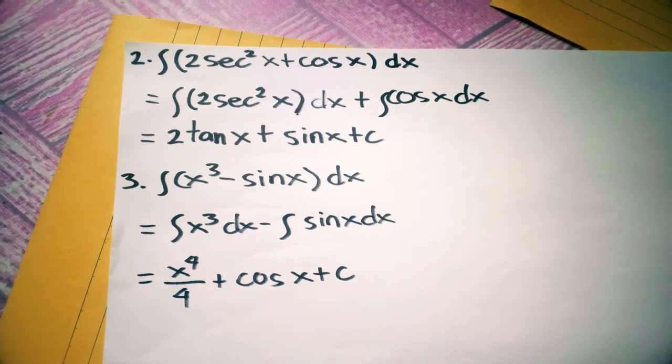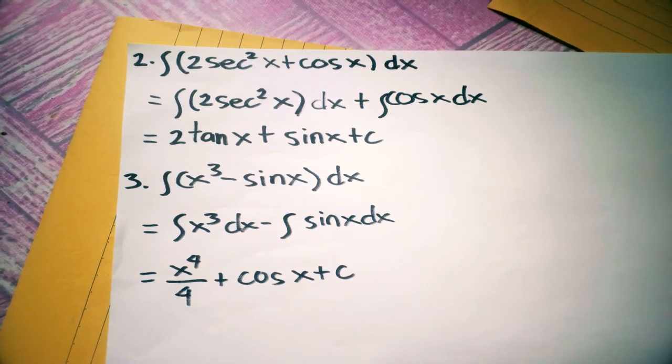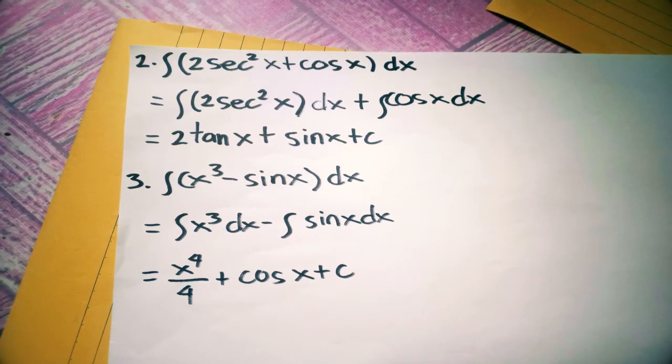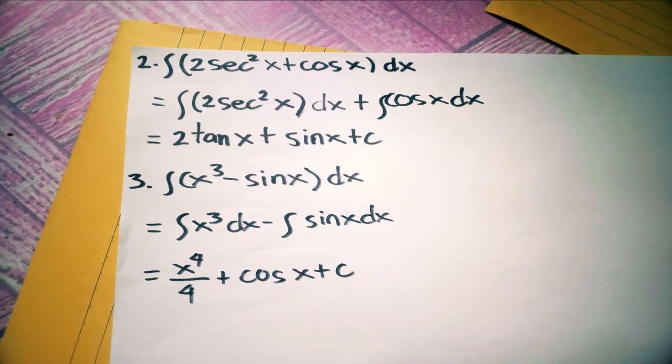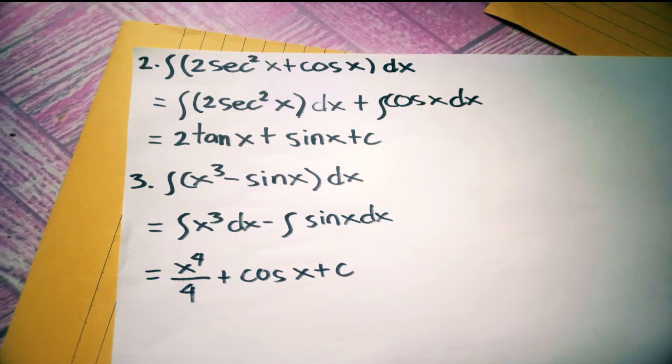Number 3, the integral of the quantity x raised to the power of 3 minus sin x dx is equivalent to the integral of x raised to the power of 3 dx minus the integral of sin x dx, and the final answer would be x raised to the power of 4 over 4 plus cos x plus c.